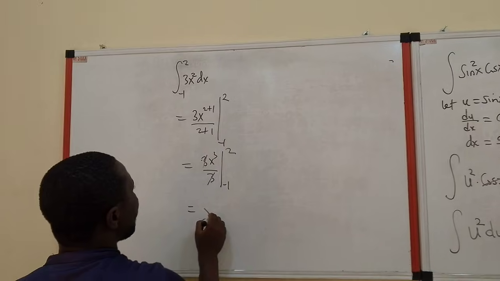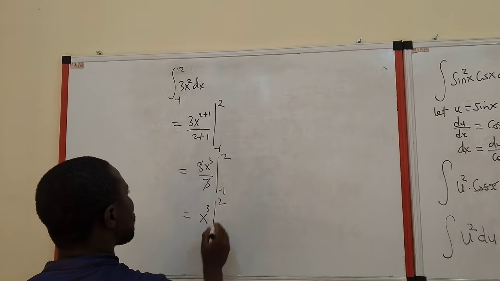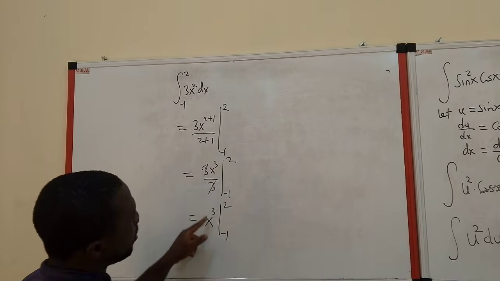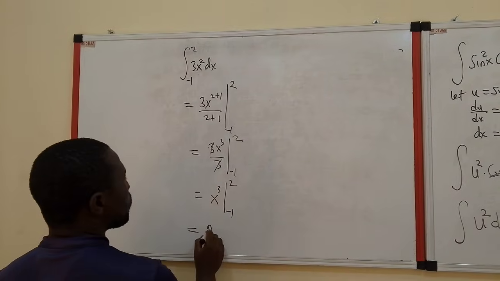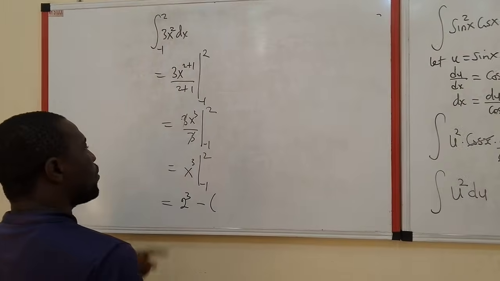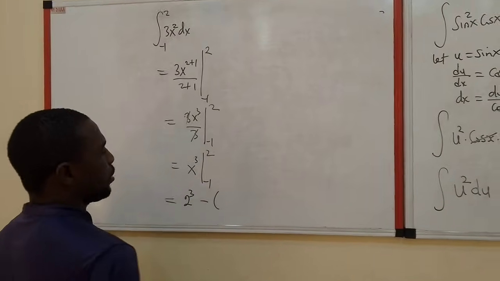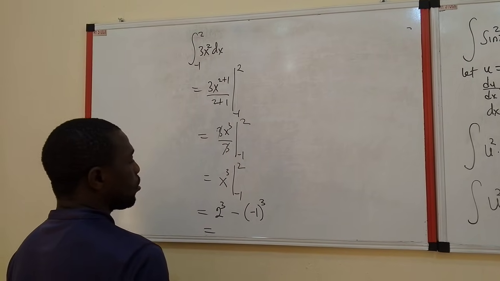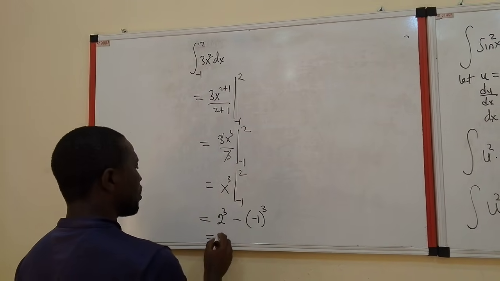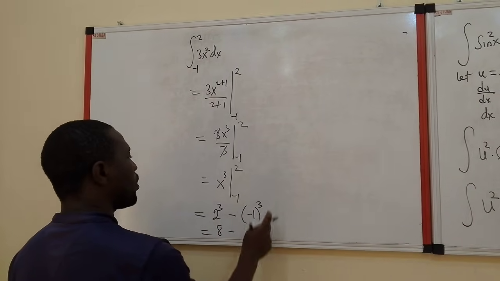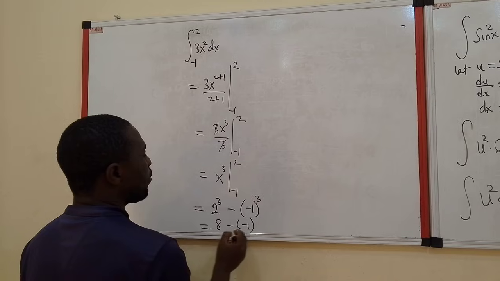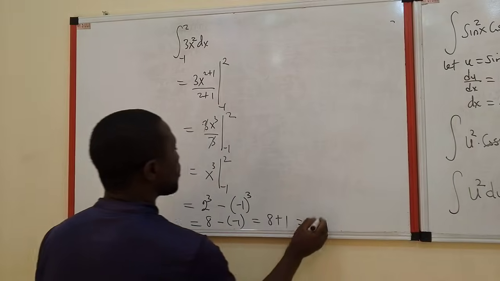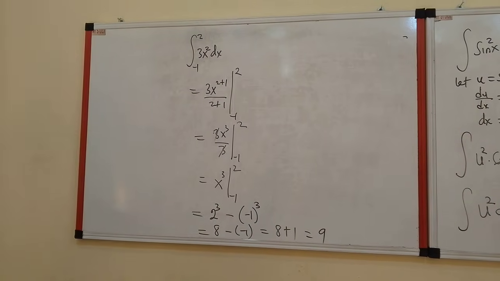3 will cancel out 3. I have x raised by 3 from minus 1 to 2. Anywhere I see x, write 2, so I have 2 raised by 3 minus, and anywhere I see x, write minus 1, so minus 1 raised to the power of 3. What is 2 raised by 3? 2 times 2 times 2, that will give me 8. What is minus 1 raised by 3? Minus 1. So I have 8 minus minus 1, that will give me 8 plus 1, because minus and minus is plus, which is 9. That's the answer.